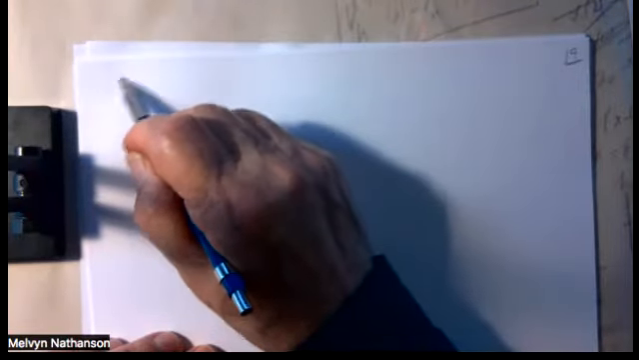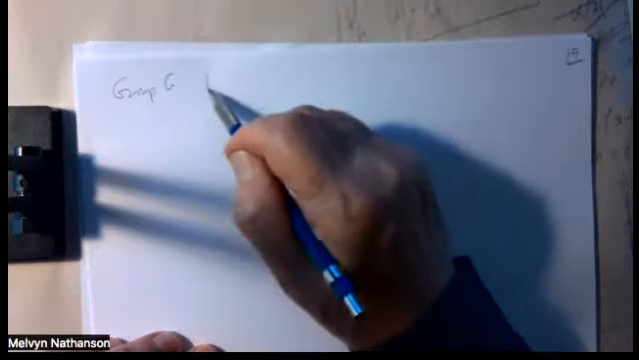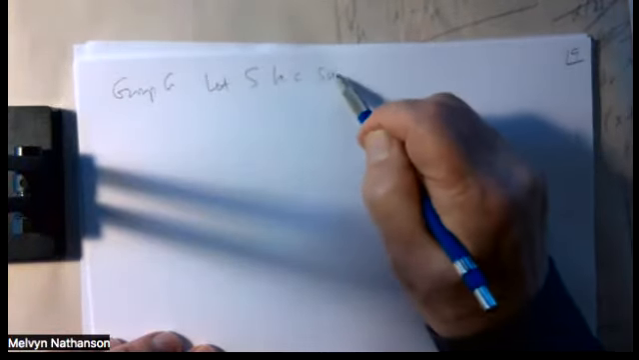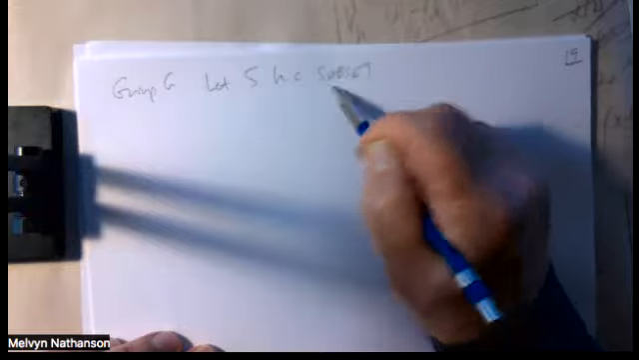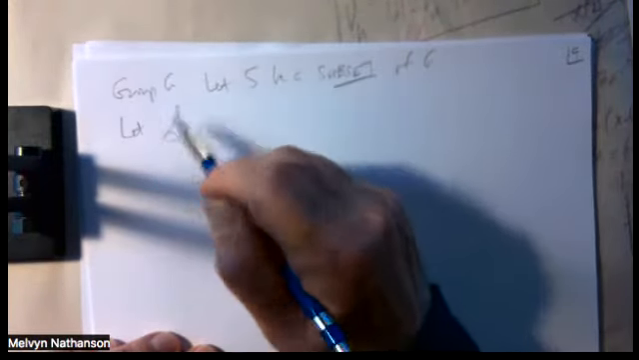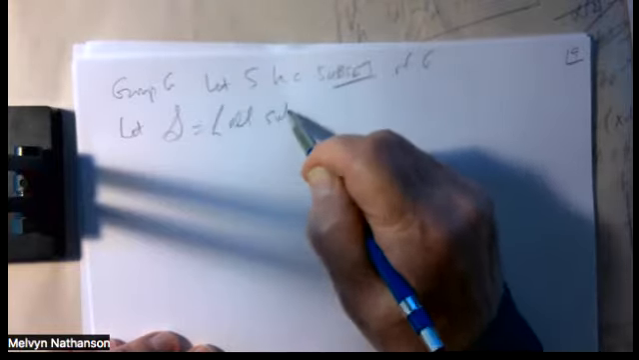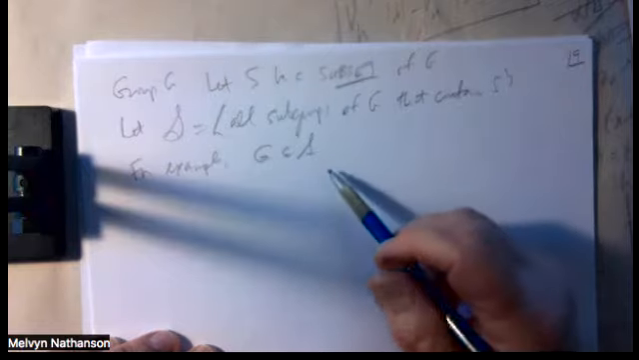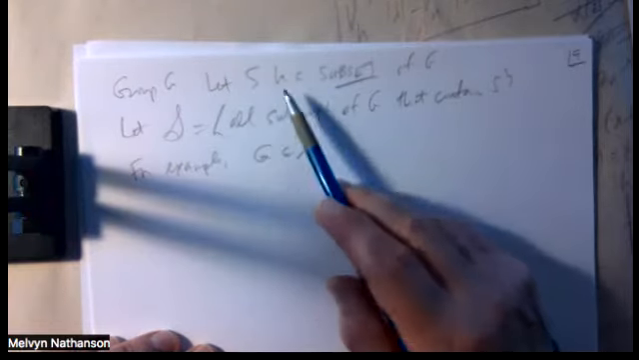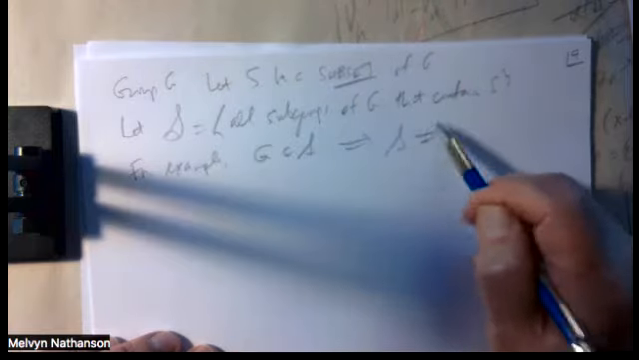Let's just recall we have a group G, let S be a subset of G, not necessarily a subgroup, but just any subset of G. And suppose we let script S be the set of all subgroups of G that contain the set S. So for example, G, the whole group is in script S because a group is a subgroup of itself and the group contains S. So script S is not the empty set.